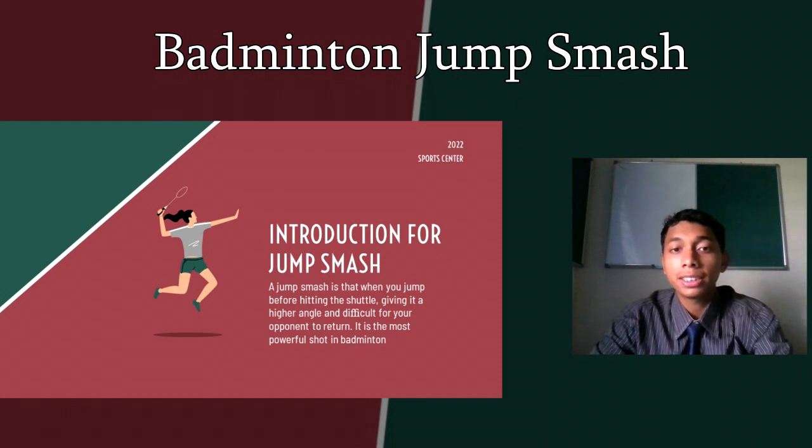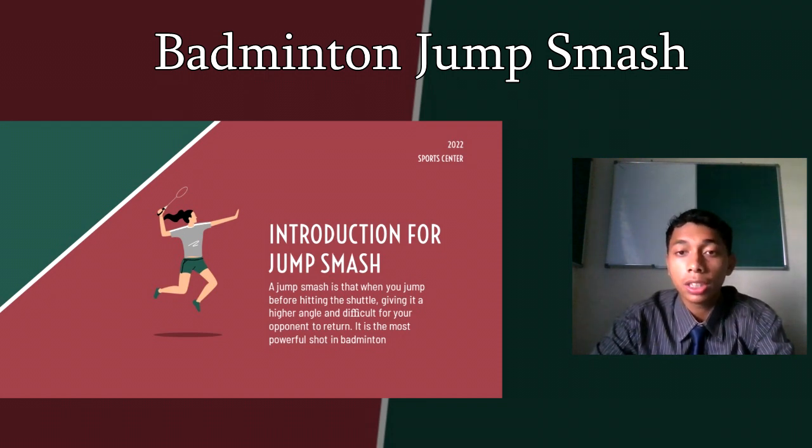A jump smash is when you jump before hitting the shuttle, giving it a higher angle and making it difficult for your opponent to return. It is the most powerful shot in badminton and is typically used by professionals. The jump performed prior to hitting the smash generates a lot of power, making it more effective.